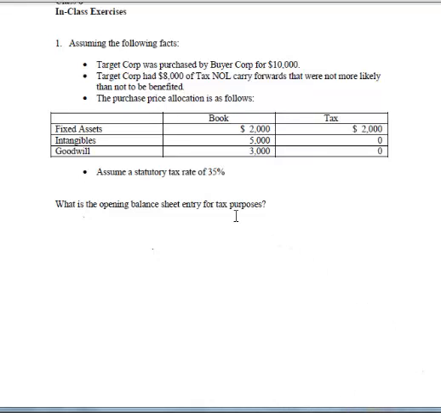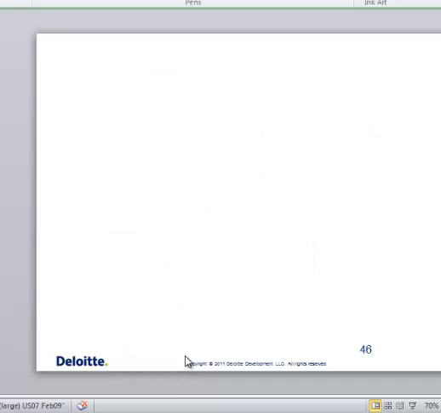Okay, so we're going to start with the opening balance sheet entry, and then we're going to move on to the second part where we go through the consequences in years 1, 2, and 3. Okay, so Target was purchased by buyer for $10,000. The Target Corp had $8,000 of NOLs, not more likely than not to be benefited. The purchase price allocation is below. Okay, so what are the DTAs and DTLs on our opening balance sheet? Anybody?